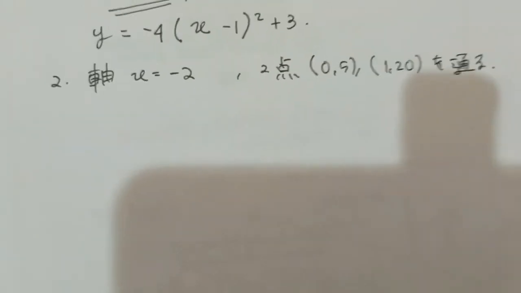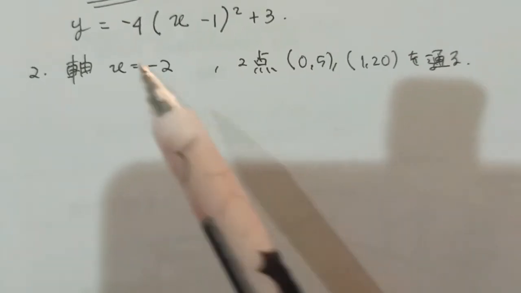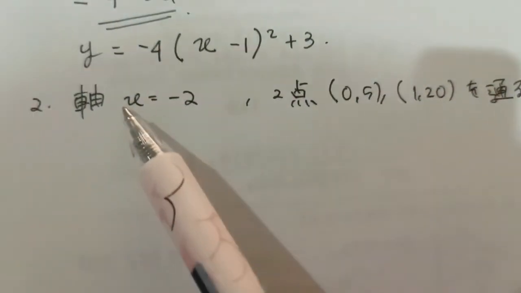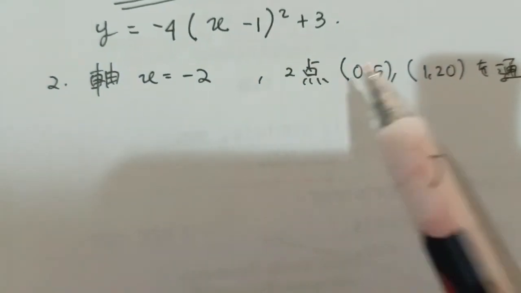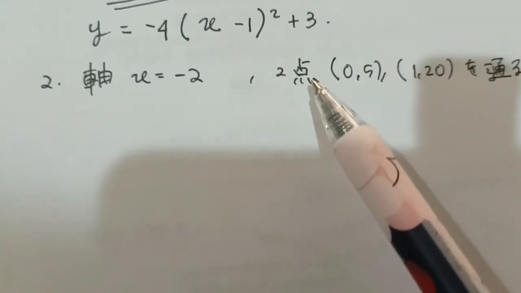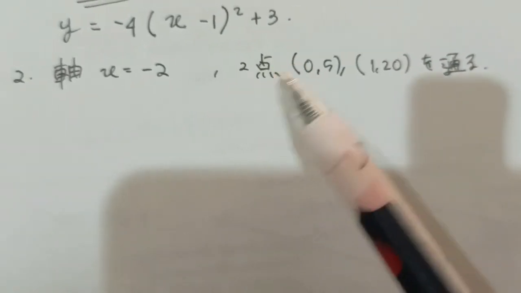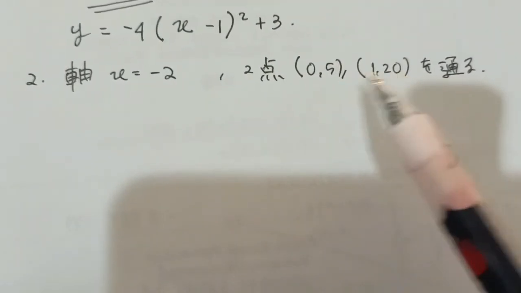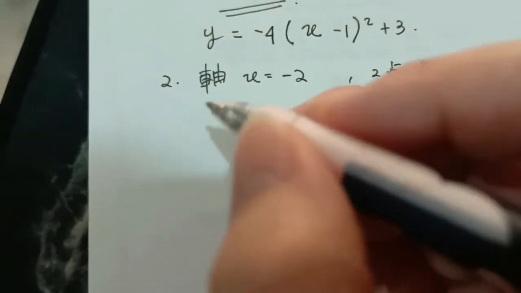Okay, now the next question. We have the axis. The axis is the line x = −2. And then the parabola passes through these two coordinates, (0, 5) and (1, 20). Let's try to make it.